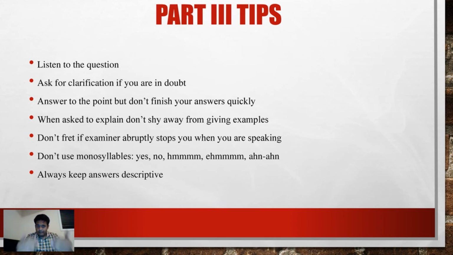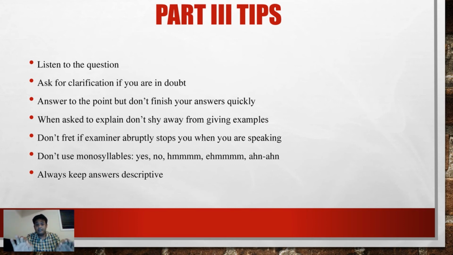Now, again, give examples. That's your next tip. I've explained this to you too. Don't fret if the examiner abruptly stops you when you're speaking. It does not mean that you are going wrong. It just means you have run out of time.